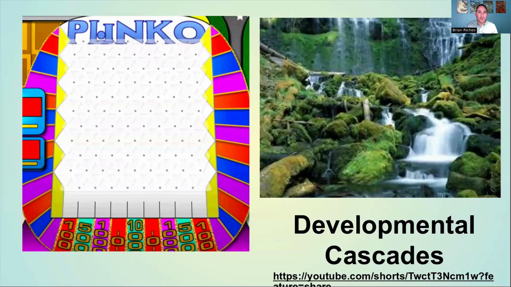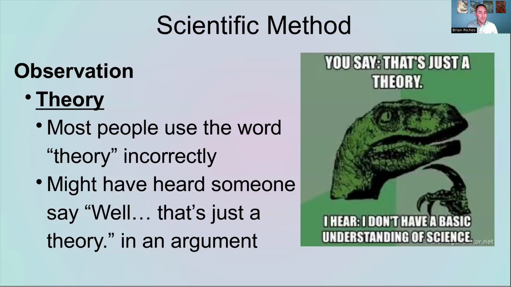Another thing that we should talk about with developmental psychology is theories. So a lot of people use the term theory incorrectly. You might have heard someone during an argument or something be really dismissive of a point someone's making by saying, oh, that's just a theory.